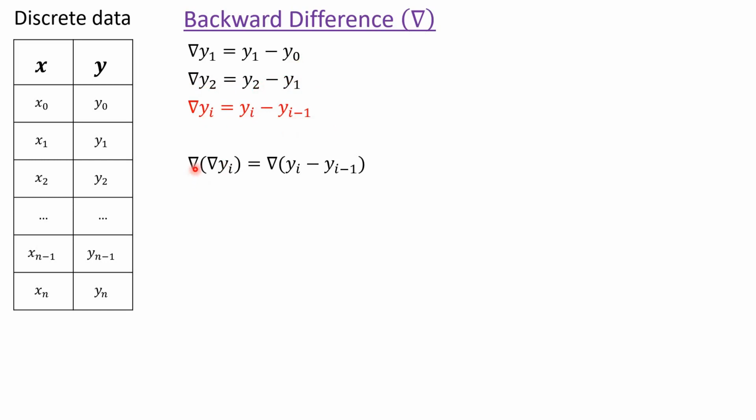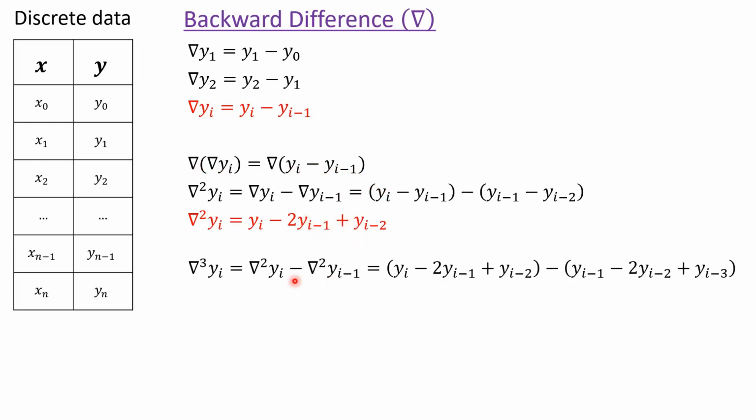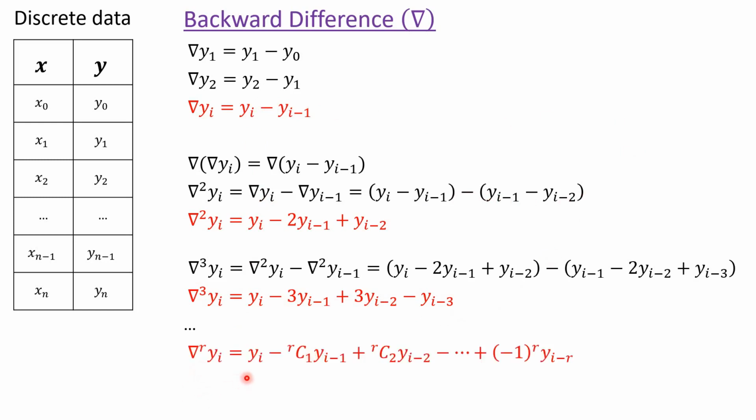Similarly, we can find del square yi, which is del of del yi, and it gives us yi minus 2 times y(i-1) plus y(i-2). For del cube yi, we can use the same method as in the previous case. Again, you can look at the coefficients: 1, minus 1 for del; 1, minus 2, 1 for del square; for del cube, 1, minus 3, plus 3, minus 1. Again, these are binomial coefficients. So you can generalize this for del raised to r yi.